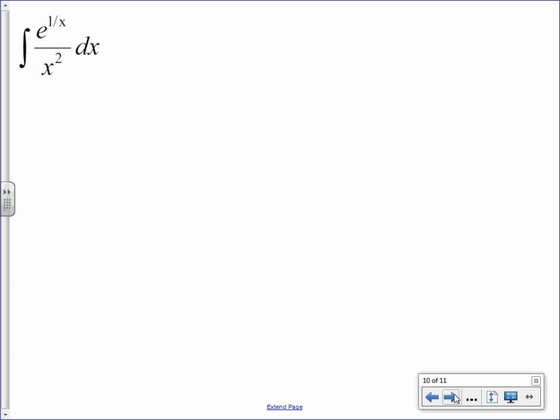We should find what 1 over x is. Do we have a function inside of a function times another function? Our composition is e to the 1 over x, right? If u is 1 over x, what's du? Negative 1 over x squared.